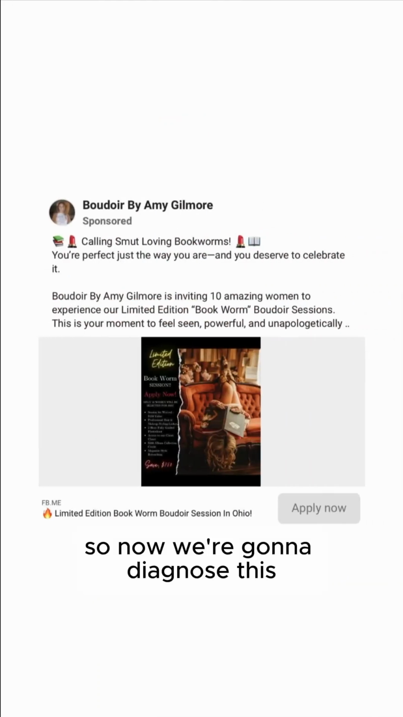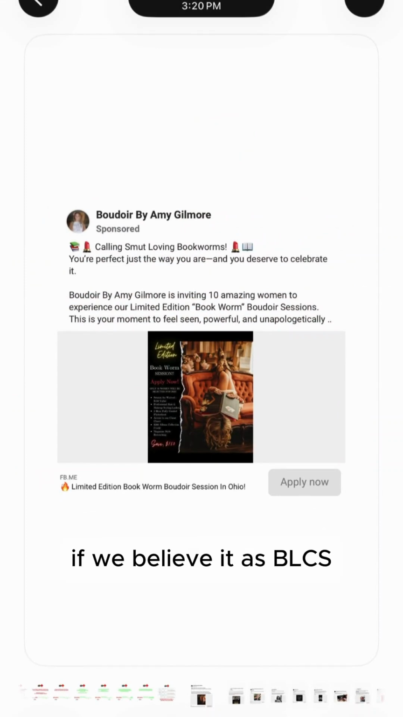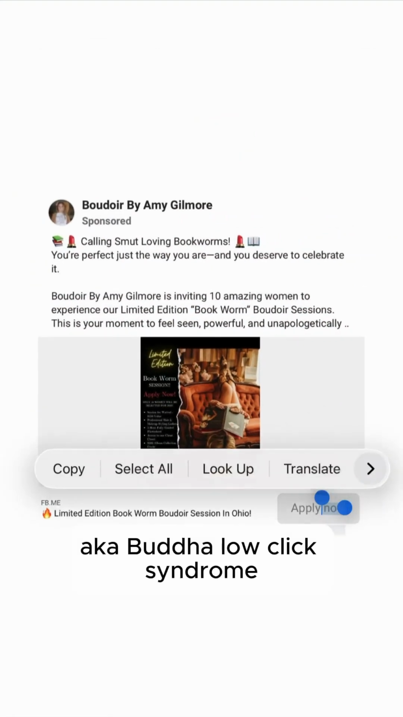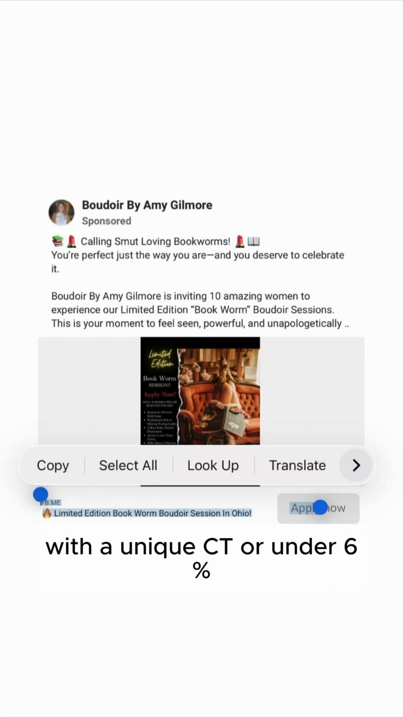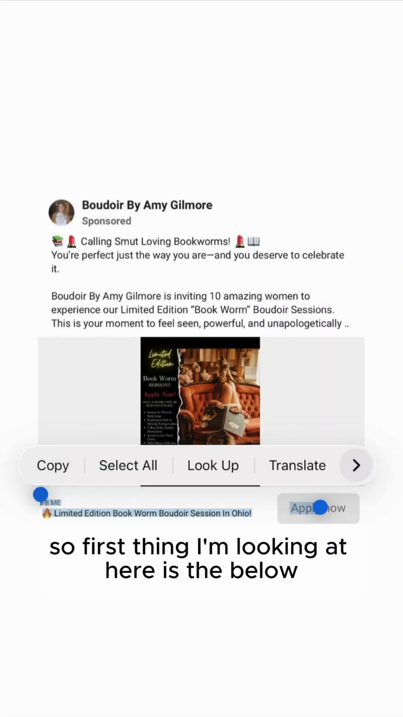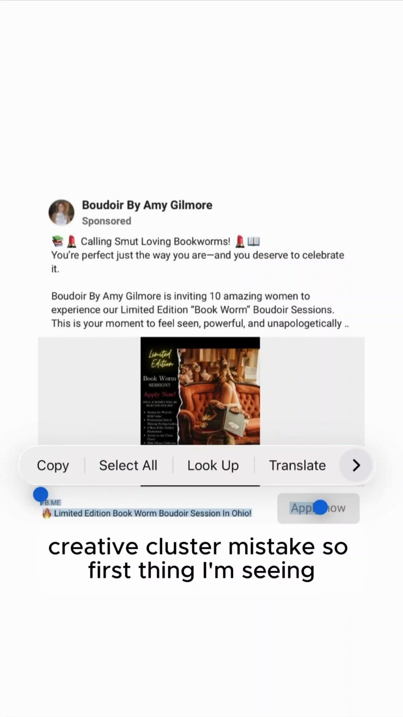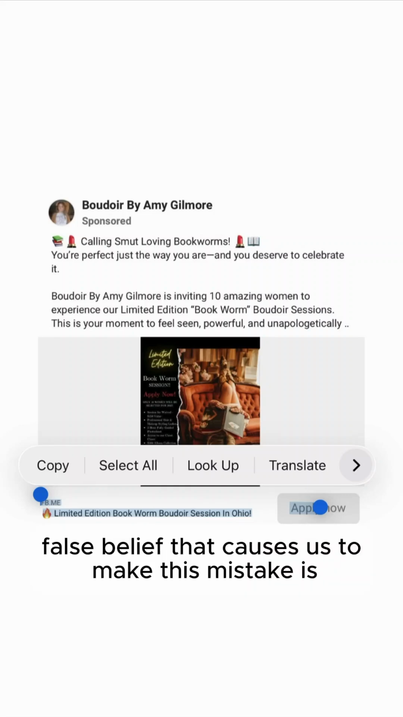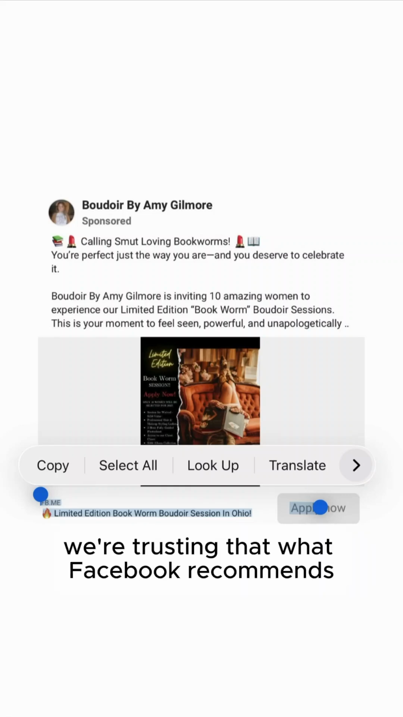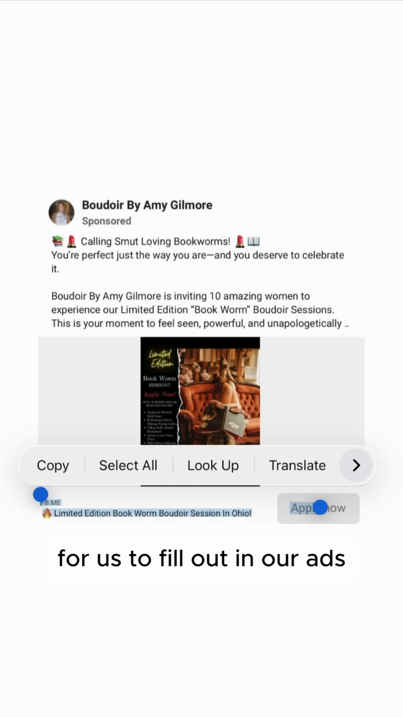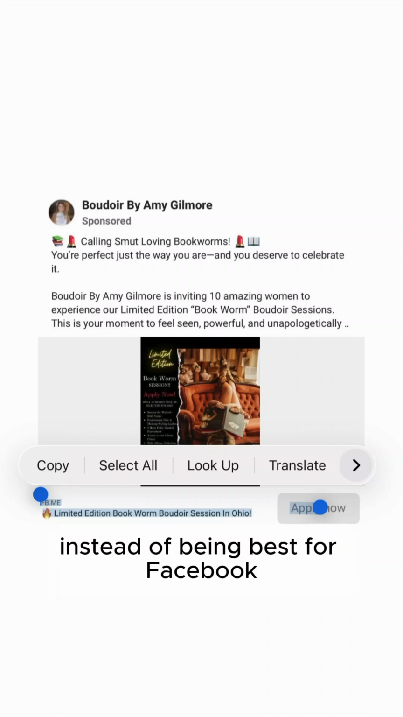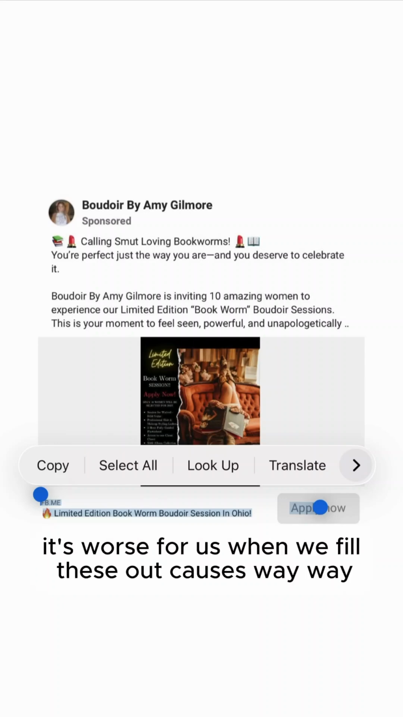So now we're going to diagnose this, if we believe it has BLCS, aka Boudoir low click syndrome, with a unique CTR under 6%. So first thing I'm looking at here is the below creative cluster mistake. The false belief that causes us to make this mistake is we're trusting that what Facebook recommends for us to fill out in our ads, all these fields they give us, is best for us instead of being best for Facebook. And actually it's best for Facebook, it's worse for us when we fill these out.